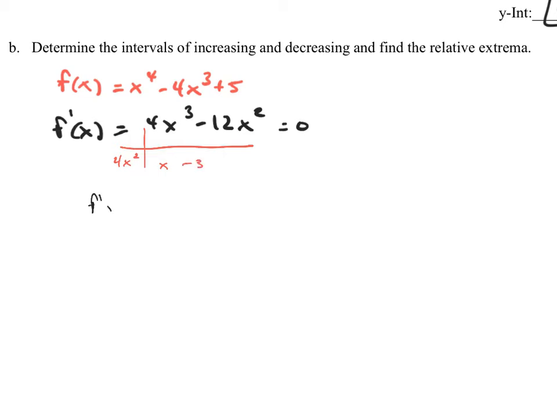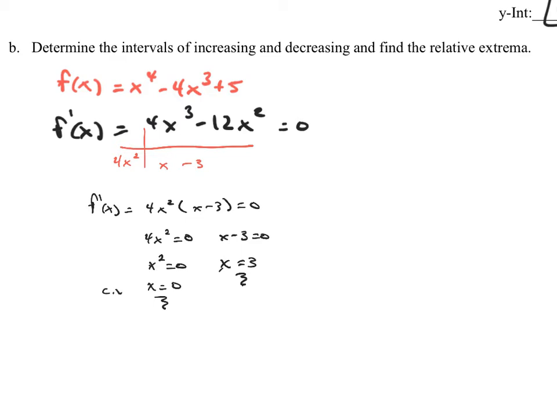So my first derivative in factored form, which is easier to use for a sign chart, is 4x squared times x minus 3, and I'm setting that equal to 0. I set each factor equal to 0. Divide by 4, I'd have x squared equals 0. Square root of 0 is 0. So that's one of my critical values. x minus 3 equals 0. Add 3 to both sides. I'd end up with x equals 3. That's my other critical value.